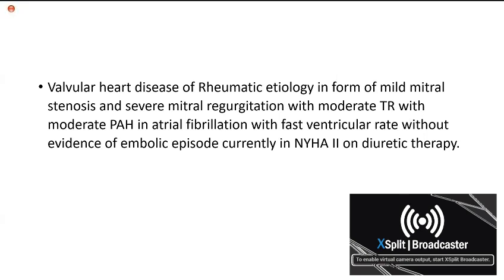Okay, Saroj. The diagnosis, sir: valvular heart disease of rheumatic etiology in the form of. No, don't write in the form of. Rheumatic heart disease. Acquired valvular heart disease, ma'am. No, rheumatic etiology is rheumatic heart disease. That is definitely acquired.